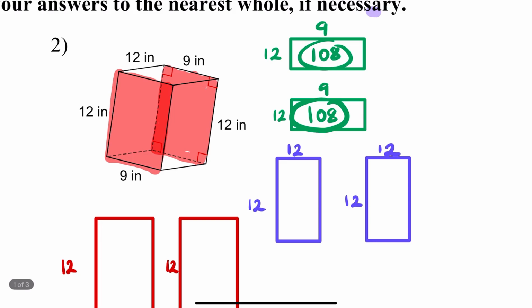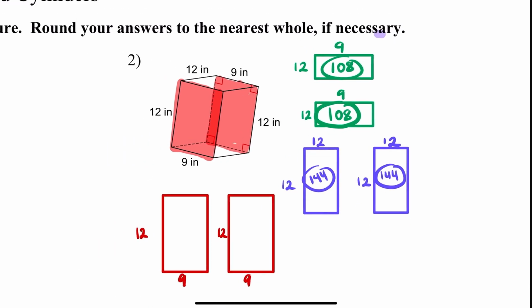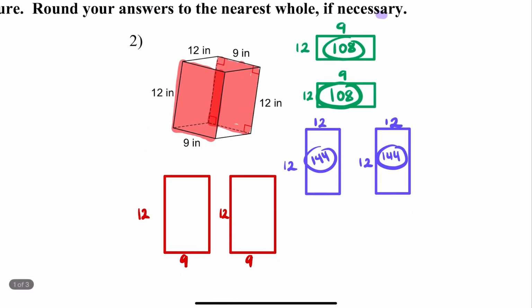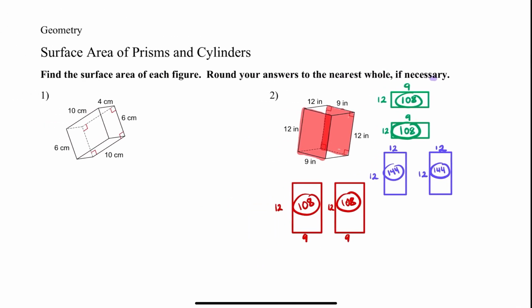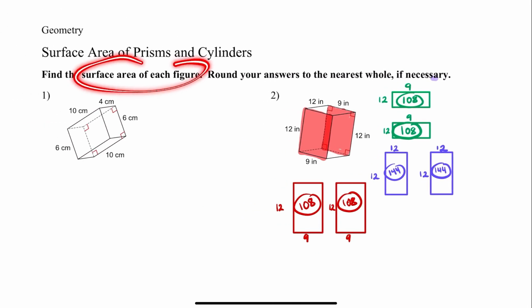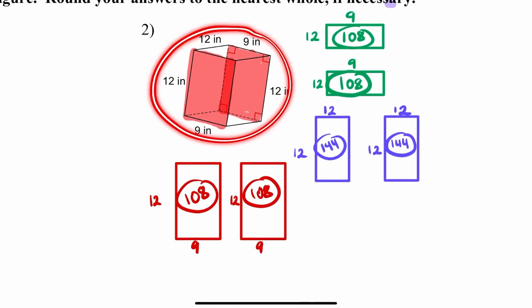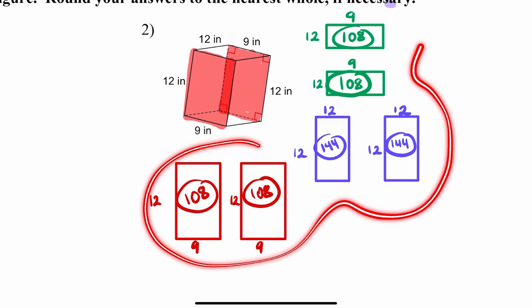And now I'm going to move down to the 12 by 12 rectangle. And so this is 144 and this is 144. Just finding areas here. And then I'm going to move to the 12 by 9, which will give us 108 and 108. Okay, from here, you might think you're done. You're like, oh, well, I found the area of all the surfaces. But when you are asked for the surface area of the figure, you are asked for the surface area of the entire thing. But this is all the entire thing.